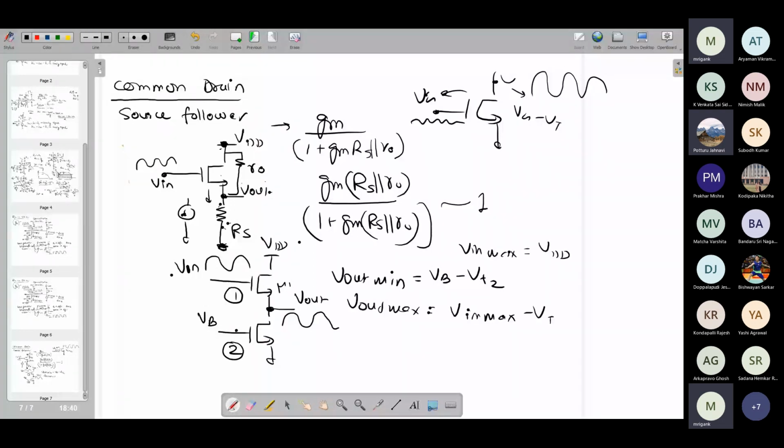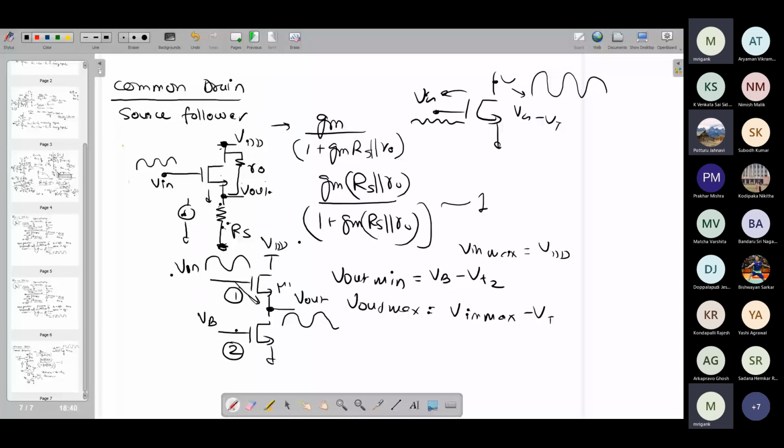Now, if you talk about the maximum output swing, of course, here we are limited. As compared to the input signal, we are having a shift, right? So almost a VT shift, or slightly larger than VT, because it is VT plus V overdrive. As compared to the input level, we are having a slight shift in the signal. This is also like a level shifter, so it is providing a shift by almost the VT of M1.